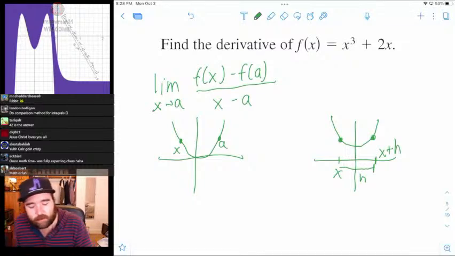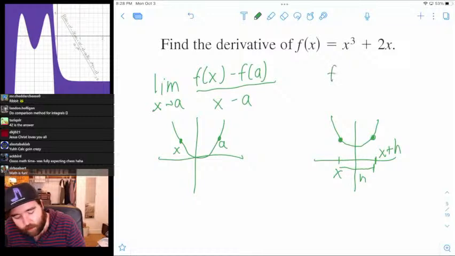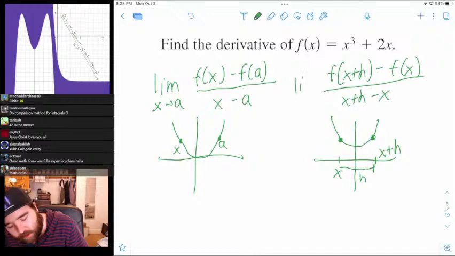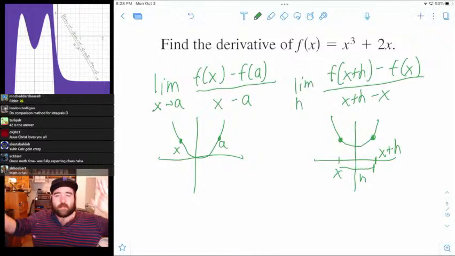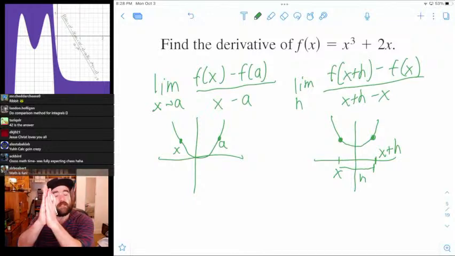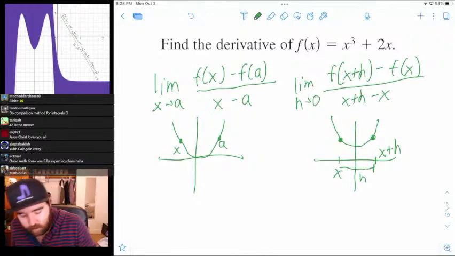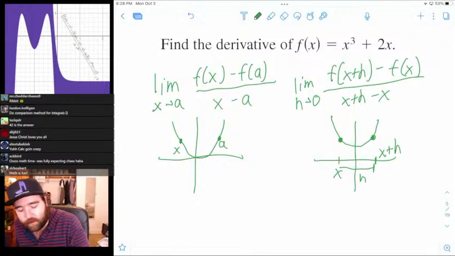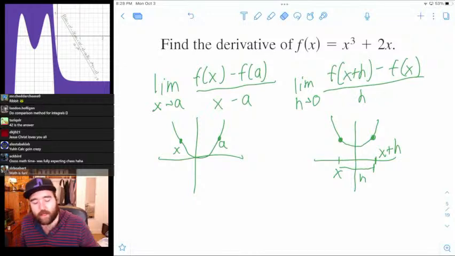Now we do the exact same thing, but thinking about it as these 2 points. So instead of f of x and f of a, we're going to have f of x plus h minus f of x over x plus h minus x. And we're going to see what happens as the 2 points get closer together, as the distance between them gets closer to 0. So there we go. That's our other thing. We can clean it up a little bit. Notice that these x's cancel out. And so that's your good definition of the derivative. I prefer to use that one. So that's what we're going to do.